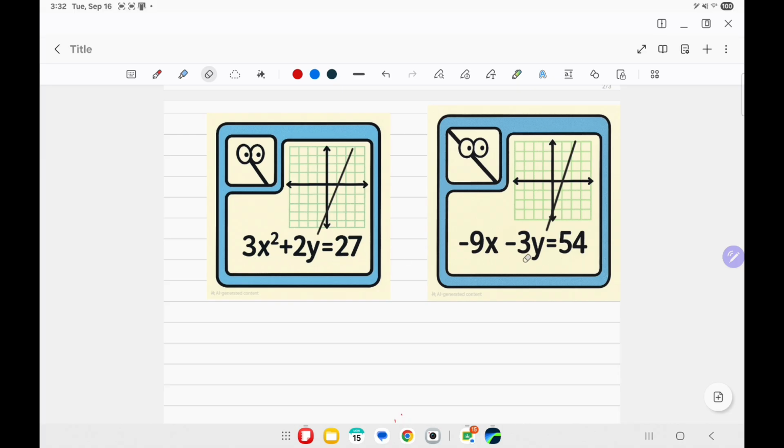When I look at this ID, x to the first power, y to the first power, all the exponents on my variables are 1. So that means that it will be a straight line.